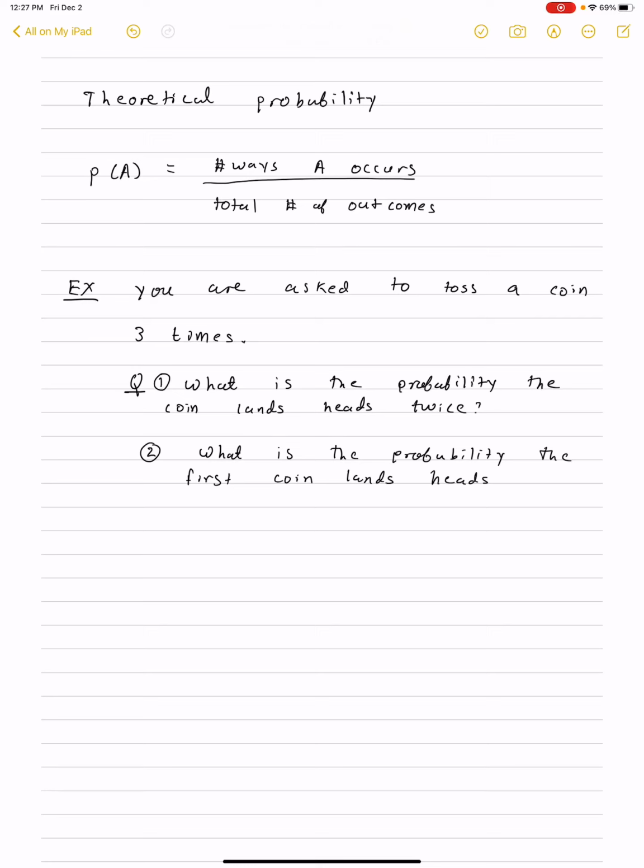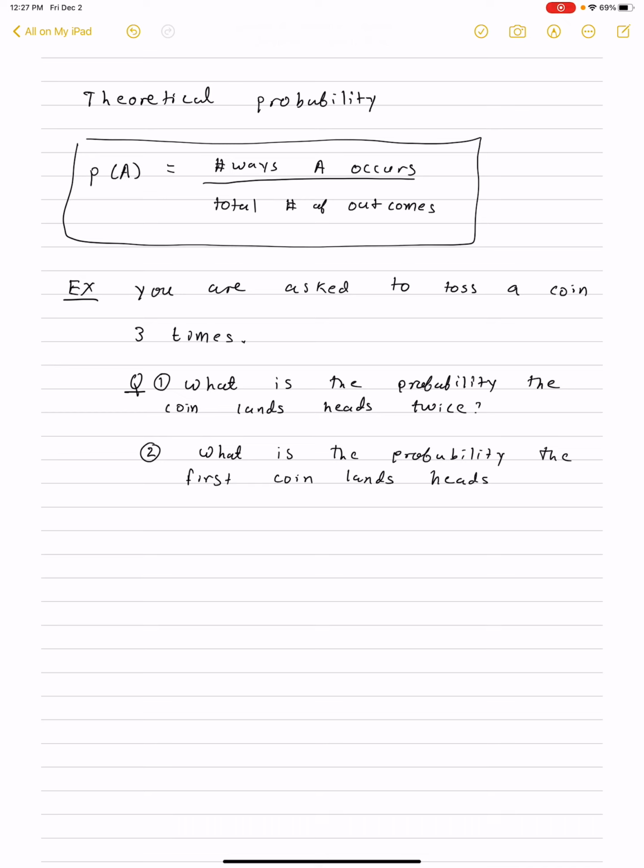This formula is given above, and it's the number of ways A occurs divided by the total number of outcomes. So let's talk about how to use this formula. As an example, we're going to consider tossing a coin 3 times. I have two questions here. What's the probability the coin lands heads twice? What's the probability the first coin lands heads?